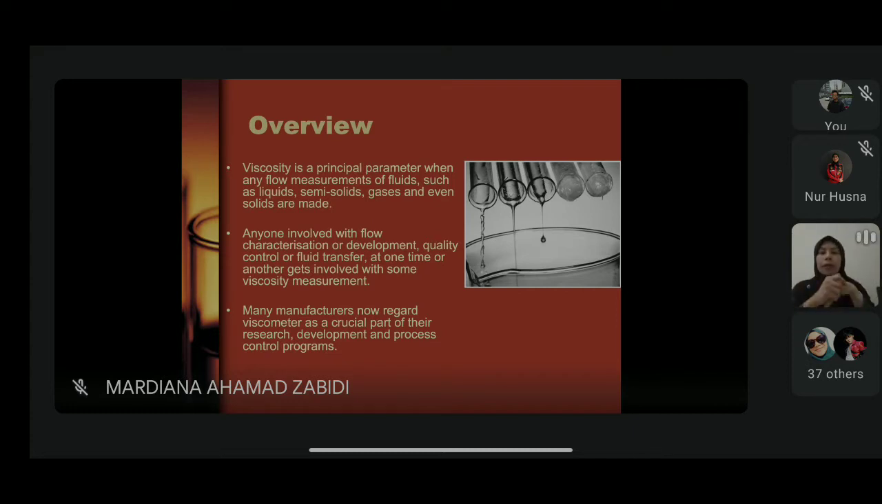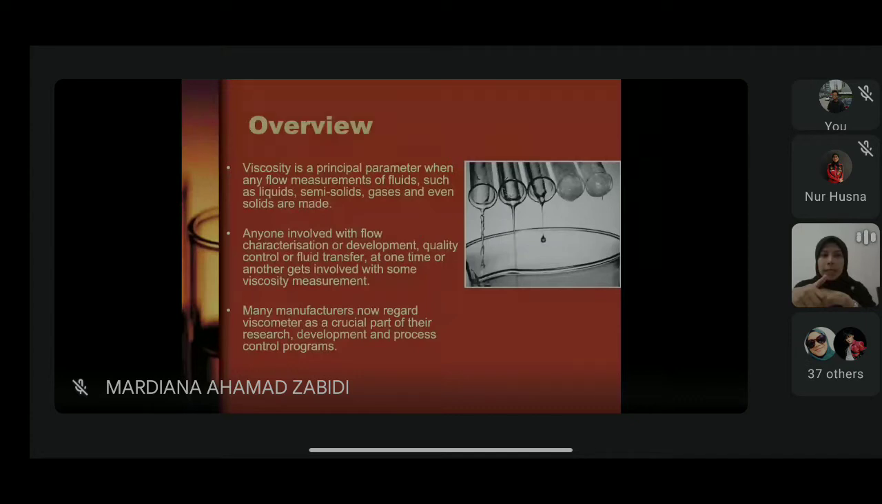So the overview for this particular chapter: viscosity is a principal parameter that measures the flow of the fluid. The flow of the fluid involves liquids, semi-solids, even gels, and gases, and even some solids are being measured as well. So anyone who is involved with flow characterization or development of the fluid.